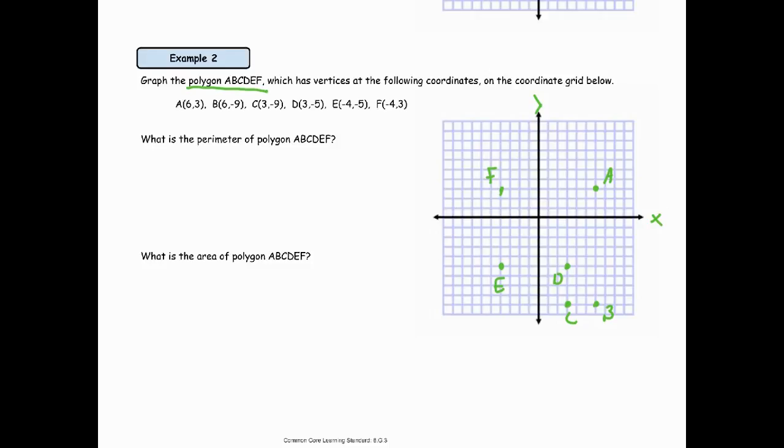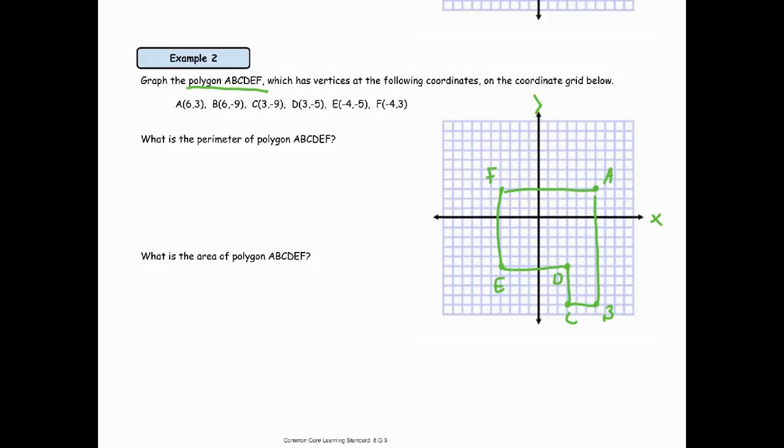Now we know it's a polygon because it stated so in the directions. So we can connect these points with lines. Notice I'm going in order, A to B to C to D to E to F. And now we need to find the perimeter of polygon ABCDEF. So remember, the perimeter is the sum of the lengths of the sides. So we need to find the length of each side. And we can do that just by counting, since we're on the coordinate plane here.